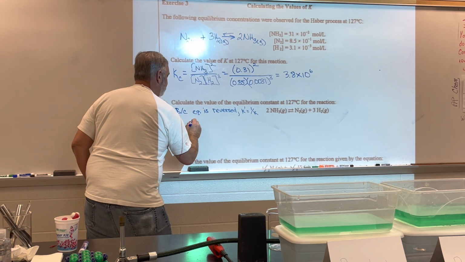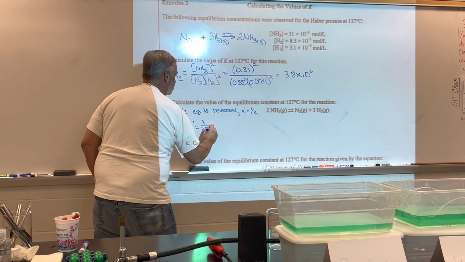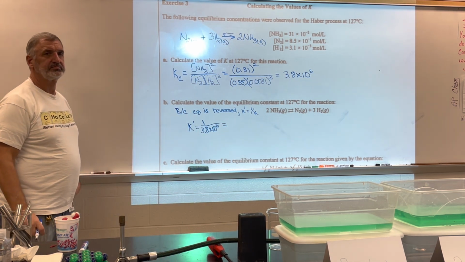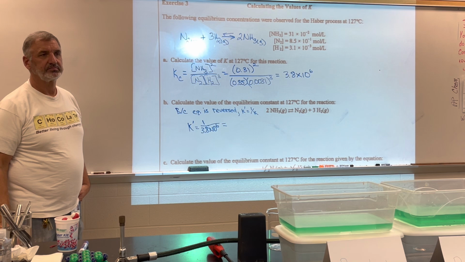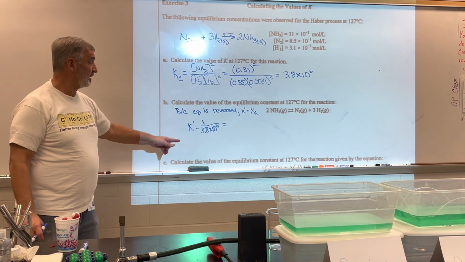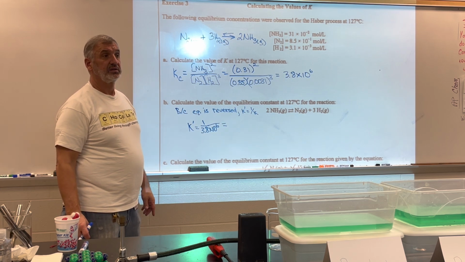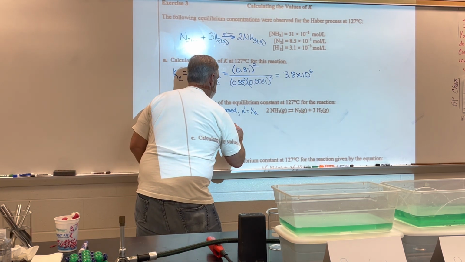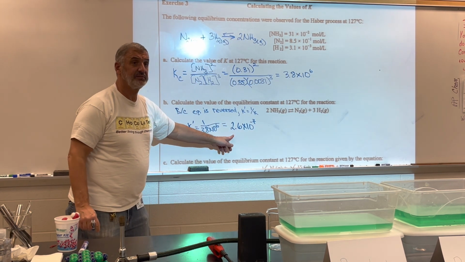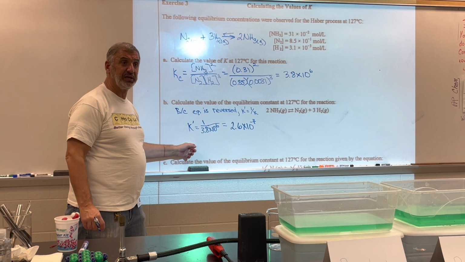So K prime, in other words the new K, is going to equal 1 over 3.8 times 10 to the 6th. And what's that going to equal? 1 over 3.8 is going to be some different number: 2.6 times 10 to the minus 7. Now notice again, 10 to the minus 7th. Is that a big number or a small number? Very small. So is this going to be reactant favored or product favored?